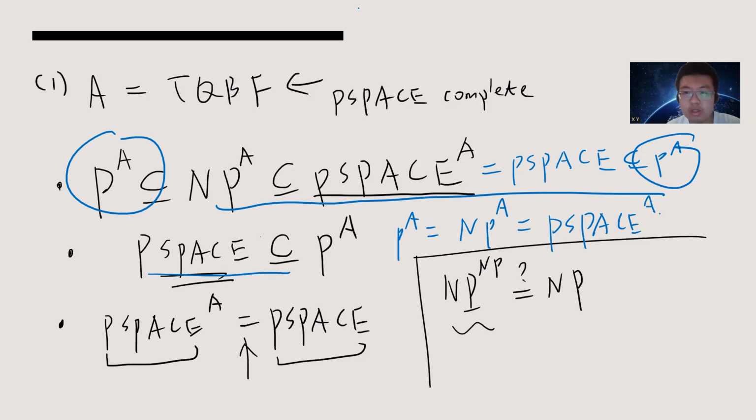In the next video, which is a little bit more complicated, we will find B. We will show that there is a language B such that P with oracle B is different from NP with oracle B. Okay, see you guys.